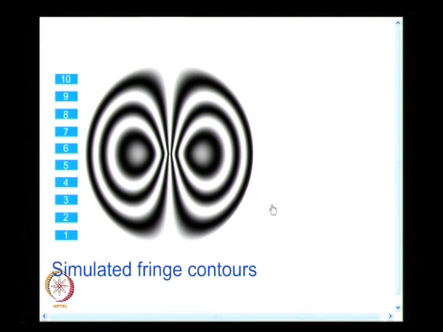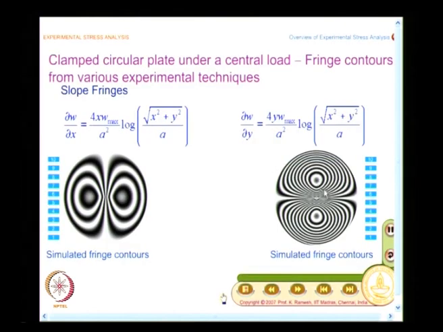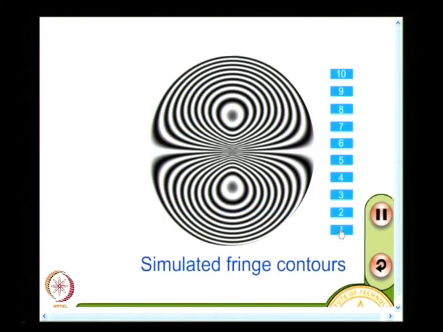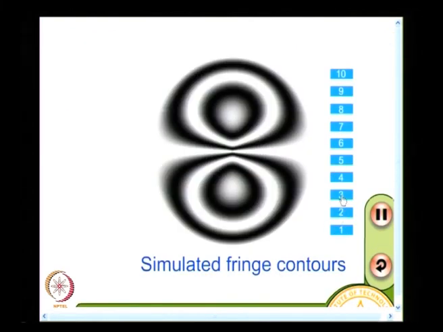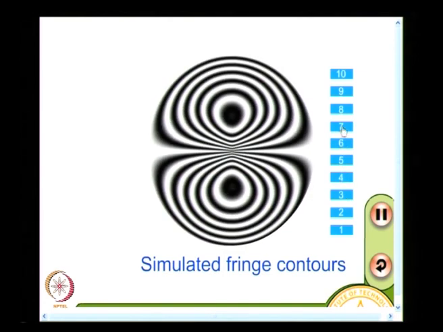And you have a similar situation when you have the slope in the y direction also. These are called butterfly fringe patterns, and you can have a look at it, and it is oriented in a different direction, and that is what you have.